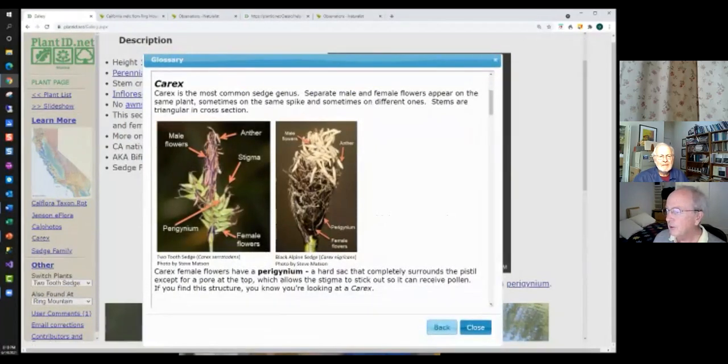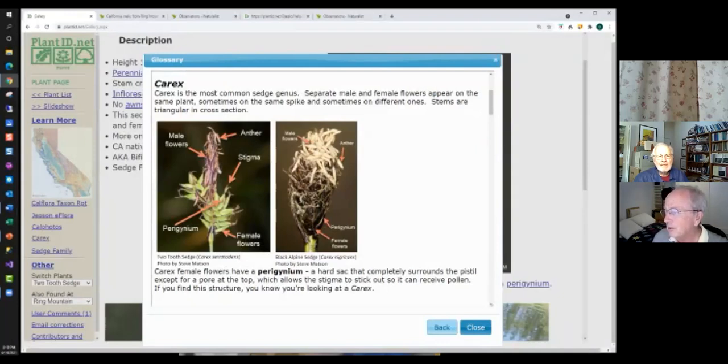So Carex female flowers, and I should mention Carex is the most common sedge genus. So Carex female flowers have a perigynium. That's a hard sac that completely surrounds the pistil, except for a pore at its top, which allows the stigma to stick out so it can receive pollen. If you find this structure, you know you're looking at a Carex. Now, I love this plant. These green hard shells remind me of a turtle.